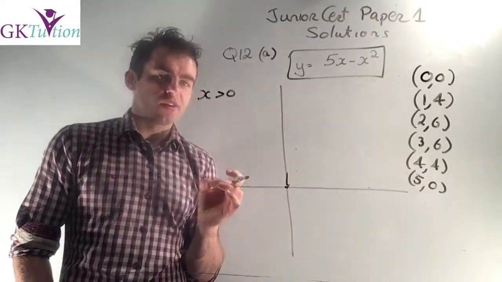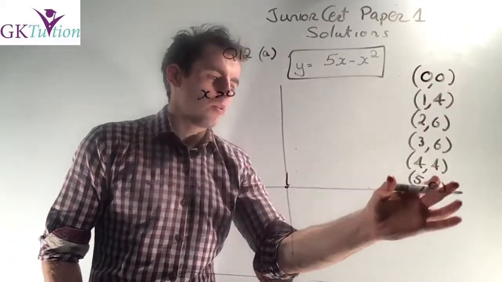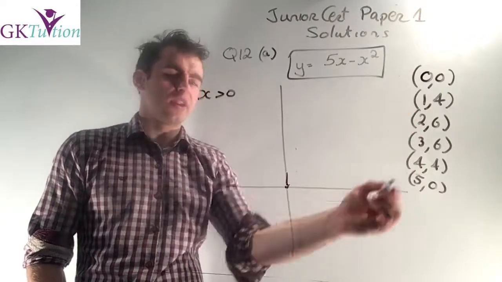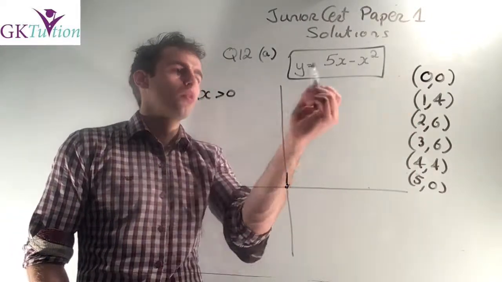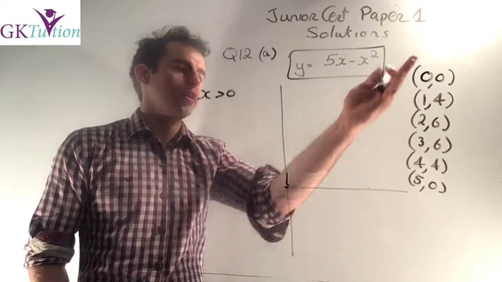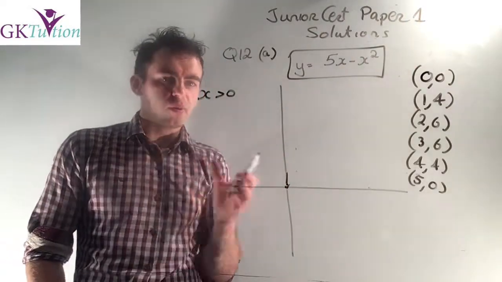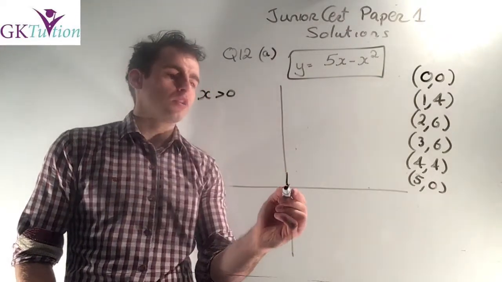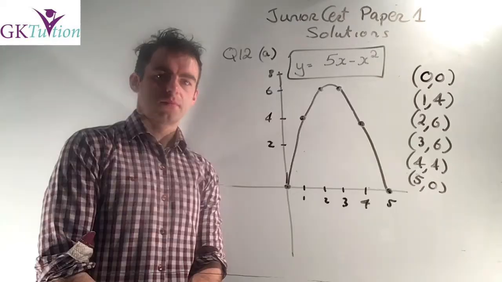So if you're using your calculator, make sure you write out your coordinates. You'll get no marks whatsoever if you haven't written out your coordinates. So you can work them out. You could sub in 0, you could sub in 1, 2, 3, 4, and 5, or you can just plug it into your calculator. But either way, make sure you write out all your coordinates at the end. Once I have them, I can just plot my graph accurately.